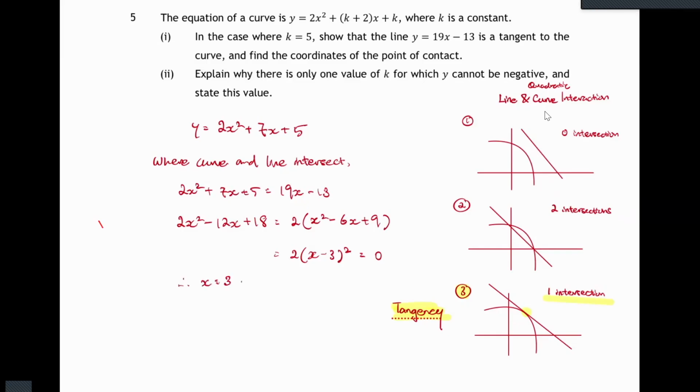It is the only intersection. Only one intersection. We are assured that it is case 3. The question wants me to find the coordinate of this intersection. I will sub x equals 3. I will get y equals 2(3) squared plus 7(3) plus 5 to give me 44. So we have (3, 44).